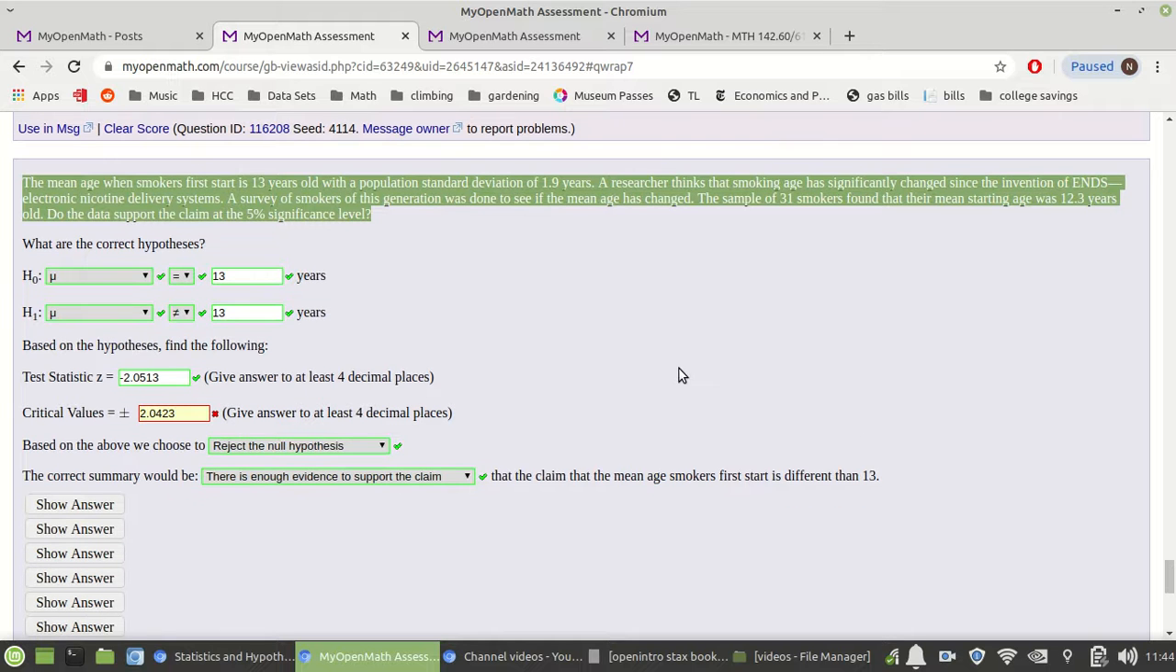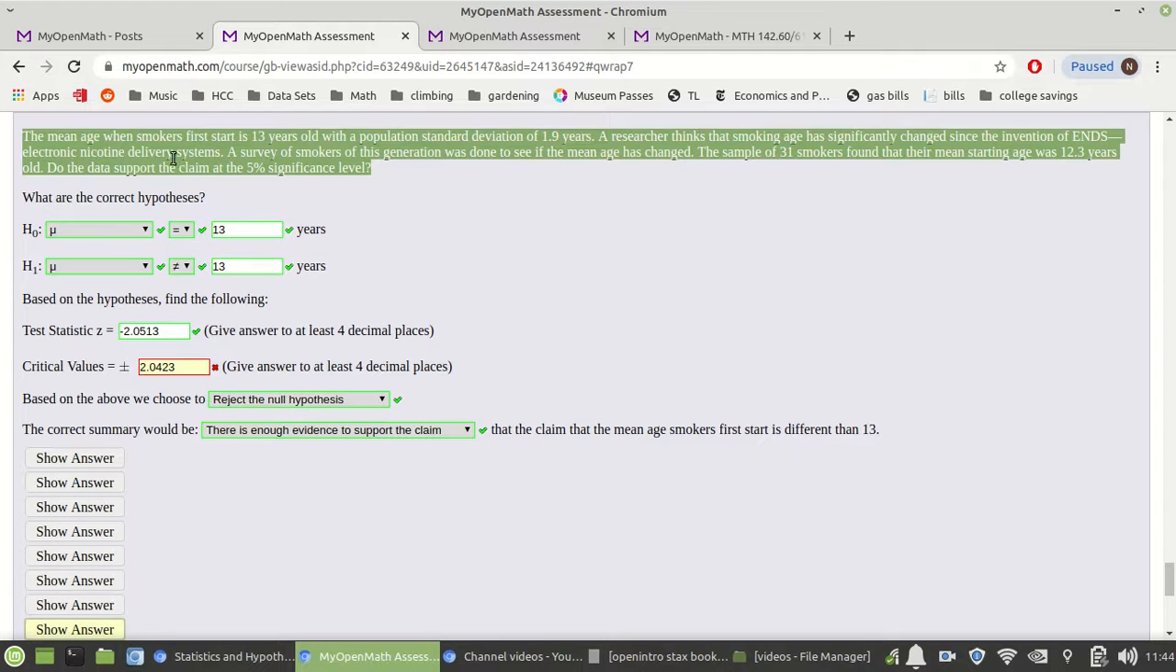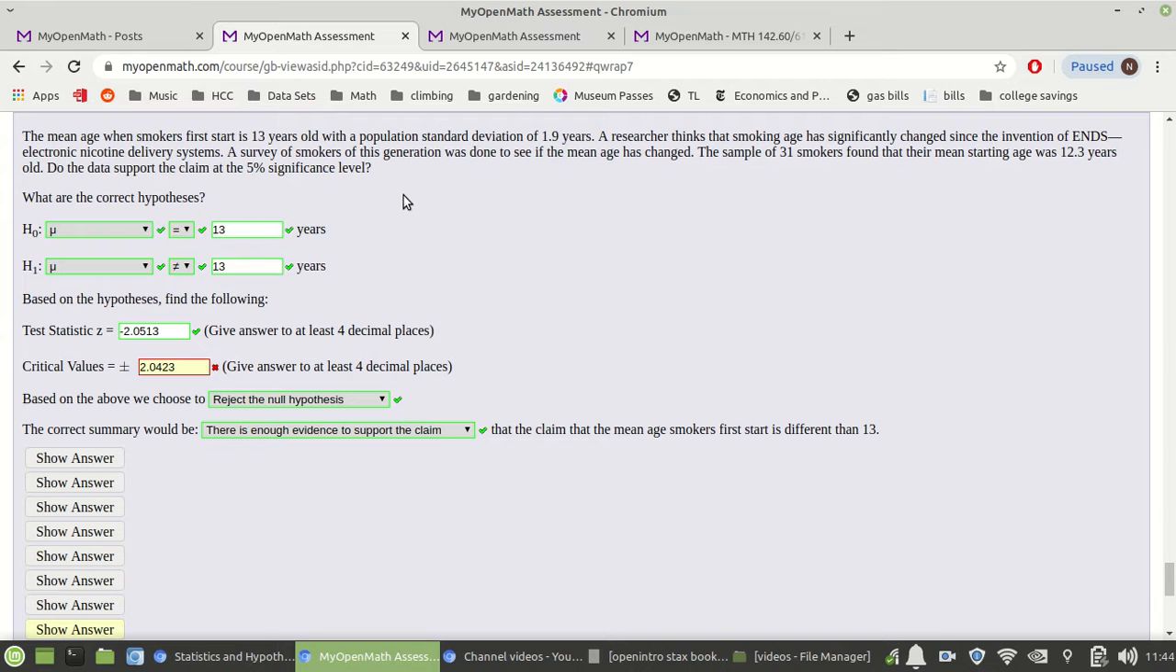So let's talk about the critical value in this problem. The mean age when smokers first start is 13 years old with a population standard deviation of 1.9 years. A researcher thinks that the smoking age has significantly changed since the invention of ENDS. A survey of smokers of this generation was done to see if the mean age has changed.